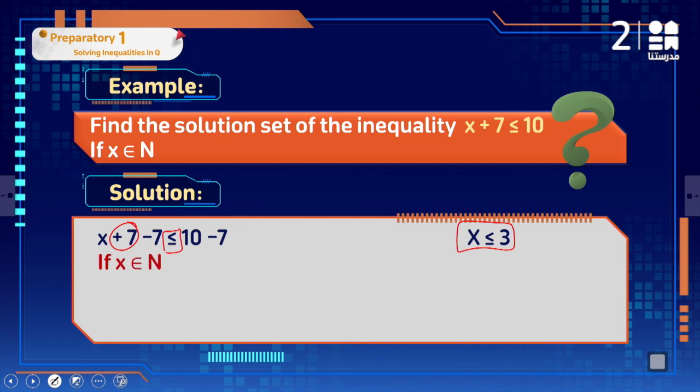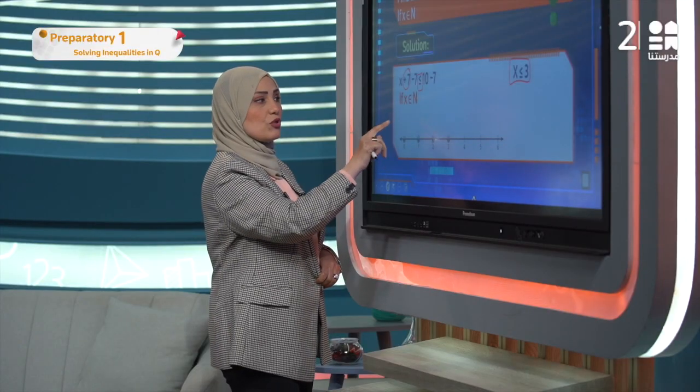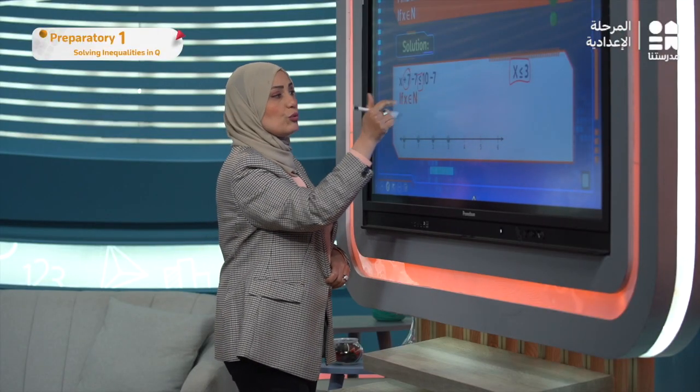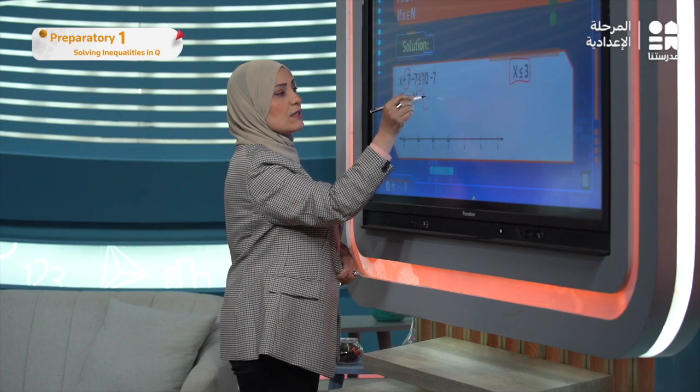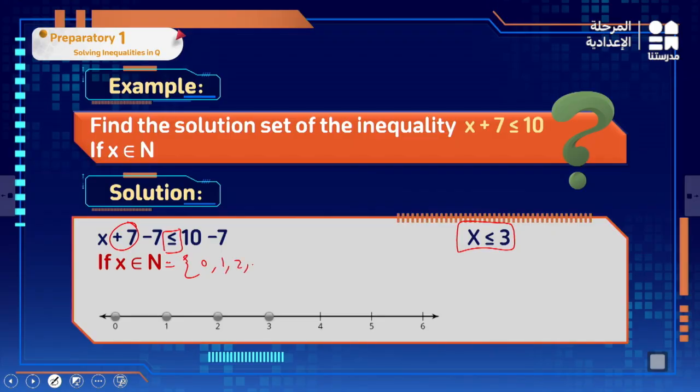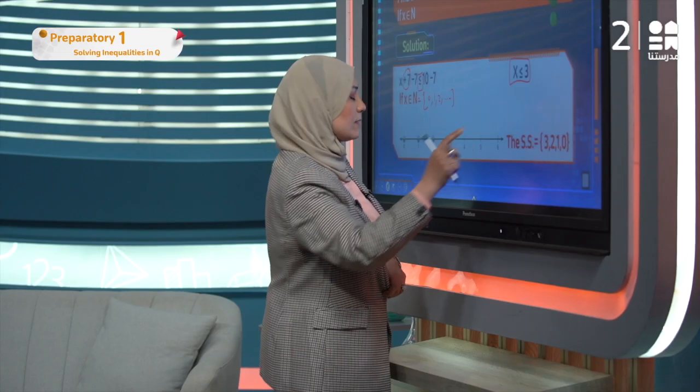If x belongs to N, we are going to take 3 with us as a solution, so 3, 2, 1, 0. For the natural numbers starting from 0 to infinity, so here we have 0, 1, 2, 3, and so on. So only take 3, then 2, 1, 0. And here we can write it as SS. The solution set is 3, 2, 1, 0.